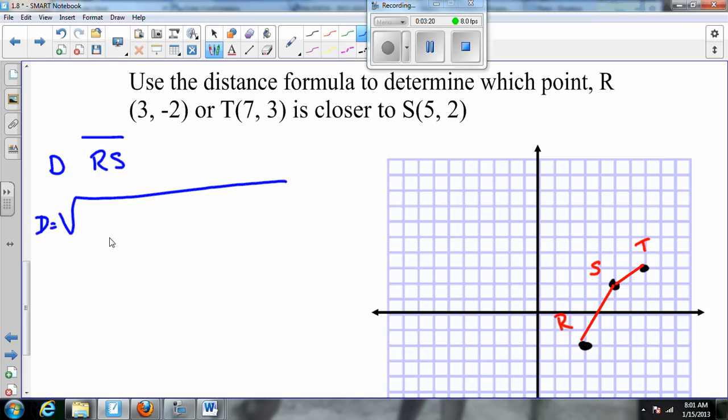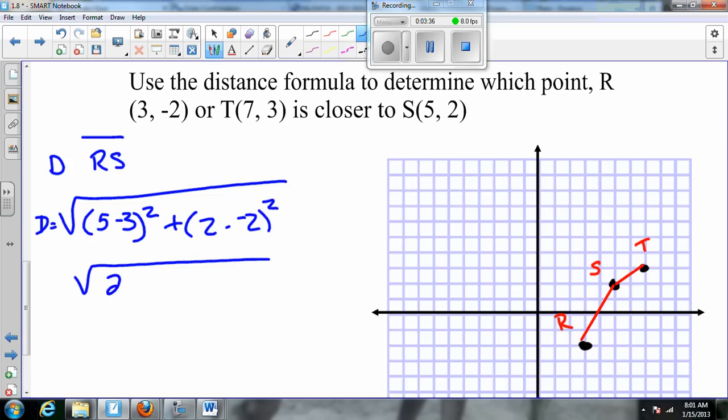So distance for segment RS, we got 5 minus 3 quantity squared plus 2 minus -2 quantity squared. 5 minus 3 is 2 squared plus 4 squared. 2 squared is 4. 4 squared is 16. Add them together, you get 20, which breaks down into 2 root 5. So this is for the distance of RS.